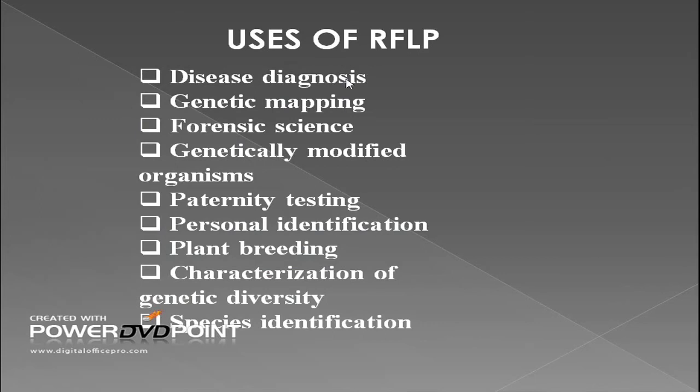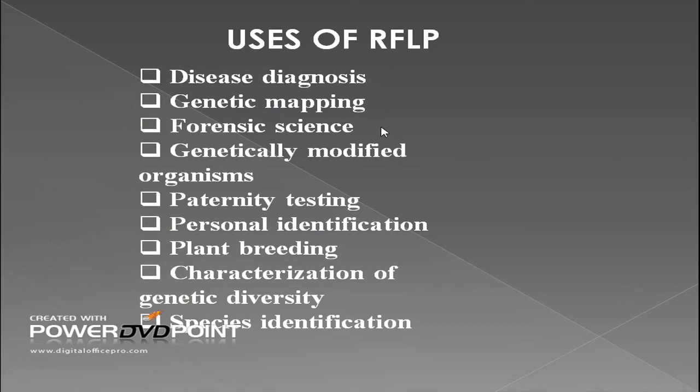So through RFLP, scientists or researchers could find a mutant gene which is causing a disease. Genetic mapping: in genetic mapping experiments also, the technique of RFLP can be exploited for finding the different genes and the location of their occurrence on the chromosome.